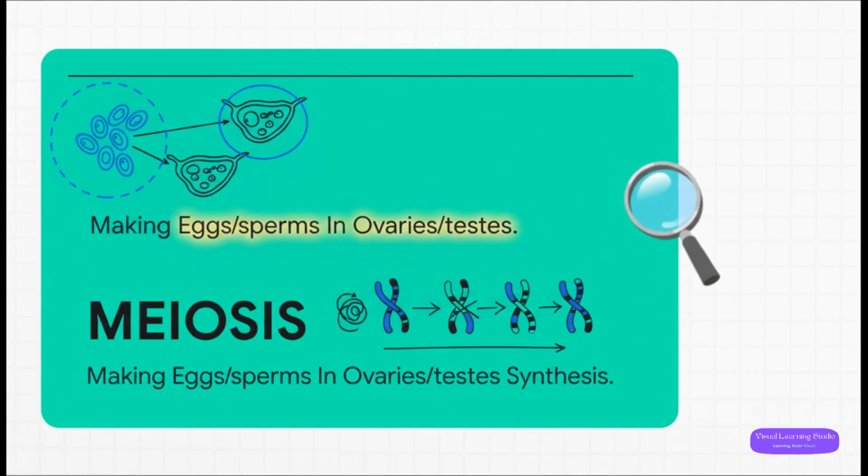Now for meiosis. Here's your phrase: making eggs/sperms in ovaries/testes synthesis. This one tells a totally different story. Making eggs/sperms, that's its entire purpose: creating sex cells. In ovaries/testes tells you exactly where this show goes down. And synthesis? Think of this as creating or synthesizing brand new genetic combinations. This is the key to variety.